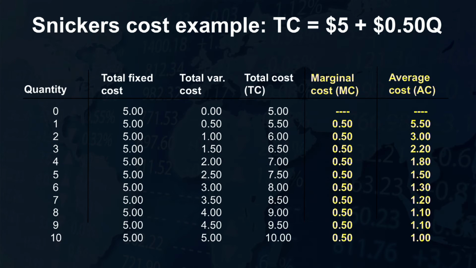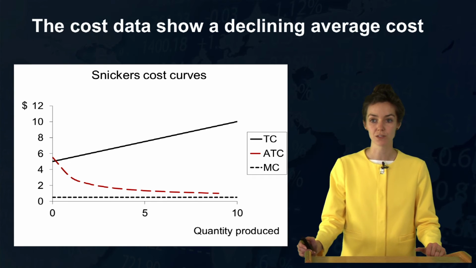Looking at the average cost column, our first average cost at a quantity of 1 is $5.50. That's because our total cost is $5.50 and we're dividing it just by the quantity of 1. Now if we increase to a quantity of 2, we're dividing our total cost of $6 by the quantity of 2, and that tells us our per unit cost on average is $3. Going all the way down to a quantity of 10, we take the total cost of 10 and divide it by the quantity of 10, and that tells us our average per unit cost in that case is 1. Again, we can represent this graphically.